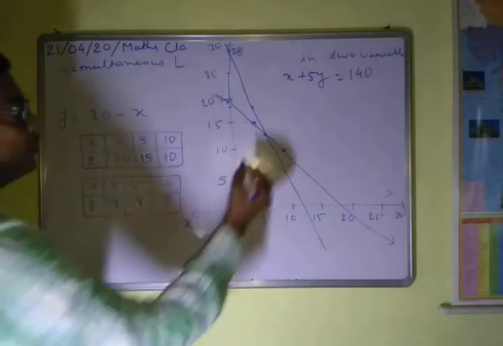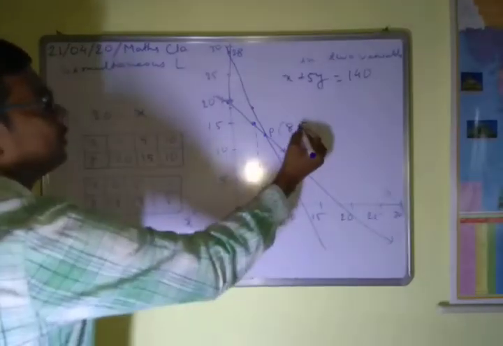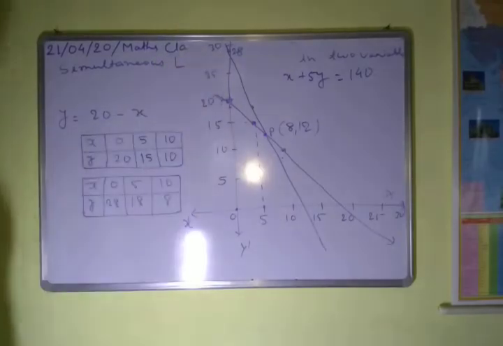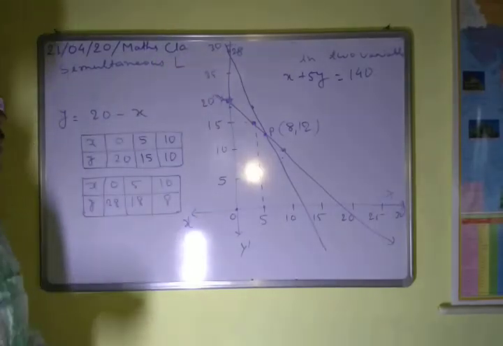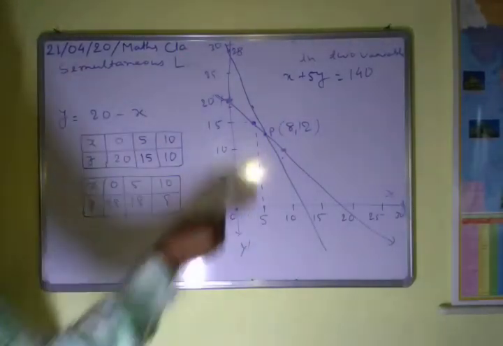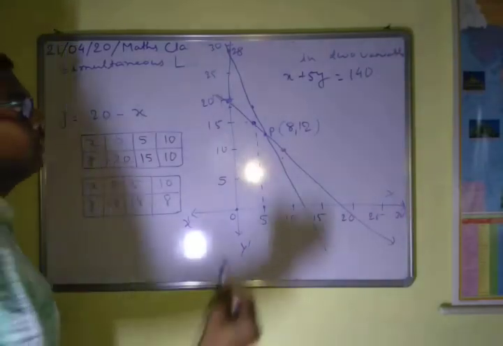That is, you will get this point as (8, 12). You will draw this graph in your graph sheet, taking a bigger graph paper. Then you will see that these two lines are cutting at point P, and the coordinates of P are (8, 12).